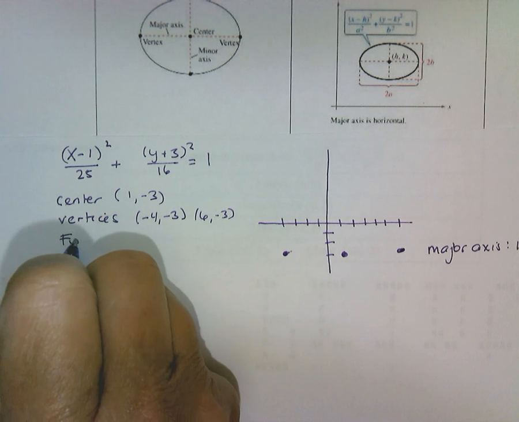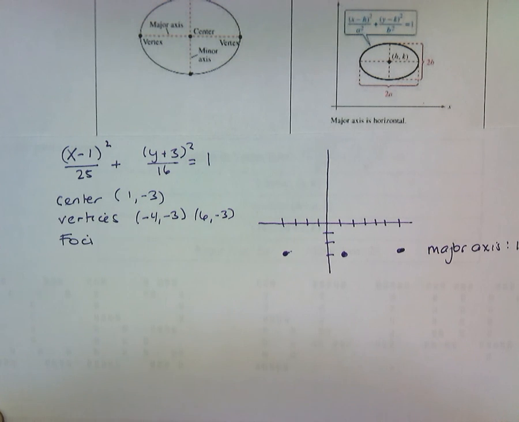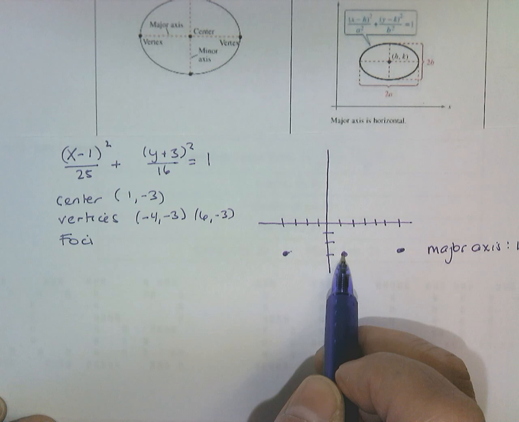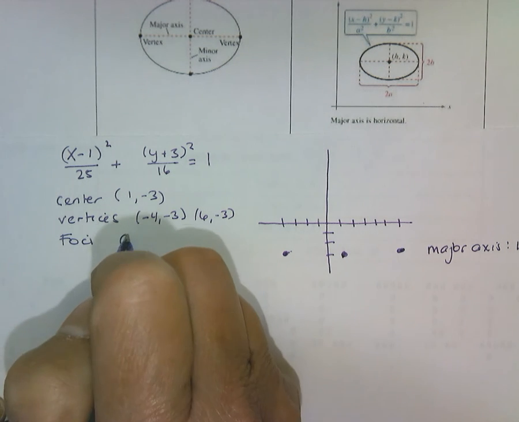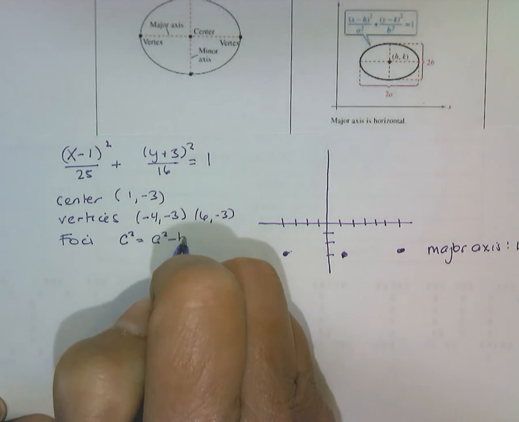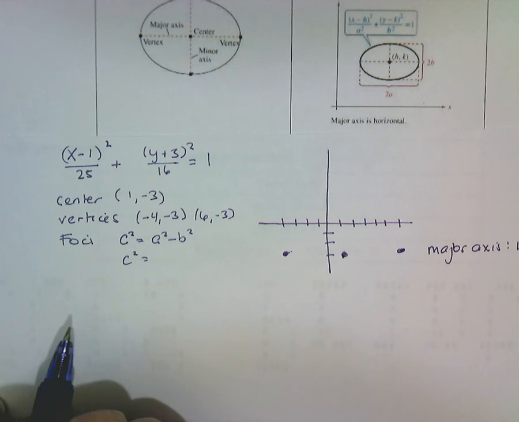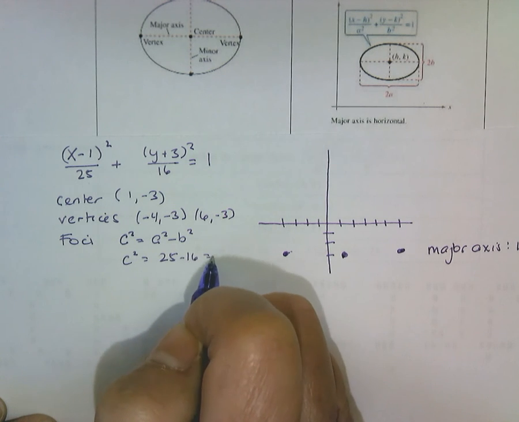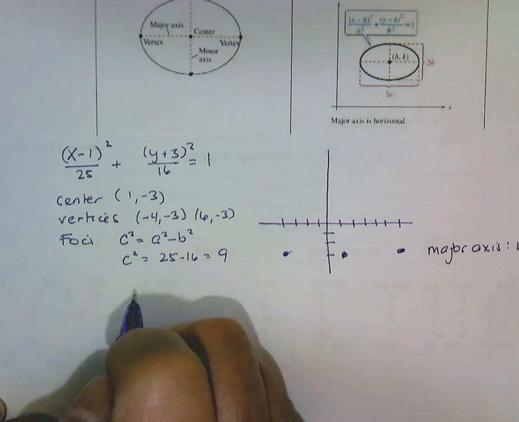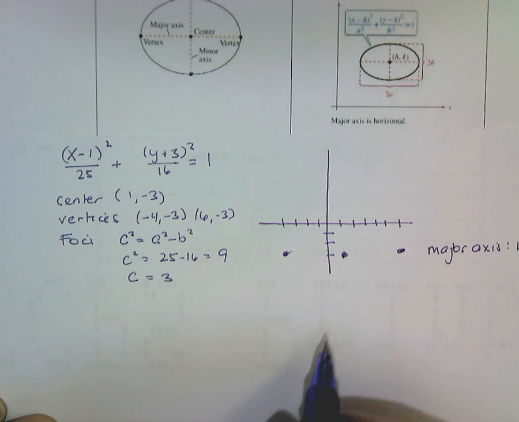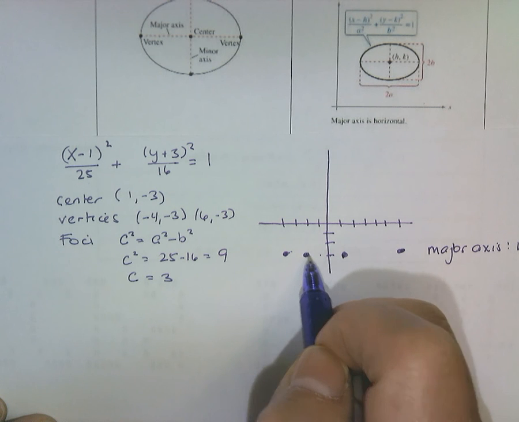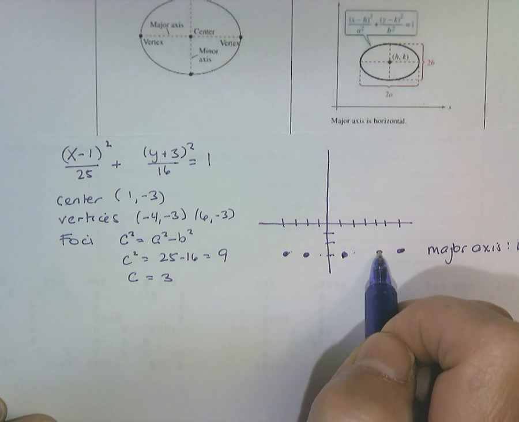To get my focus points, and plural for focus is foci, I've heard it pronounced foci, they're going to be along this major axis, but it's going to be a distance c away from this center. So c squared is equal to a squared minus b squared. C squared is going to be 25 minus 16, which is equal to 9. The square root of 9 is 3. So that means I have to go 3 in this direction, right here, and 3 in this direction, right here.